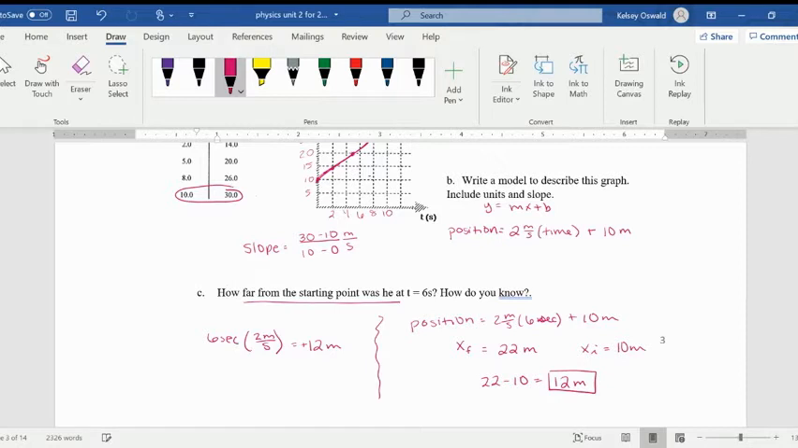So there's 2 ways we can solve this. We can either use our dimensional analysis, say, we know he was traveling at 2 meters per second for 6 seconds, or we can plug that time into our equation for position, and then subtract that from our original starting point, because that equation is going to tell us our position of our object, or in this case, Mr. Estabrook, at certain times.